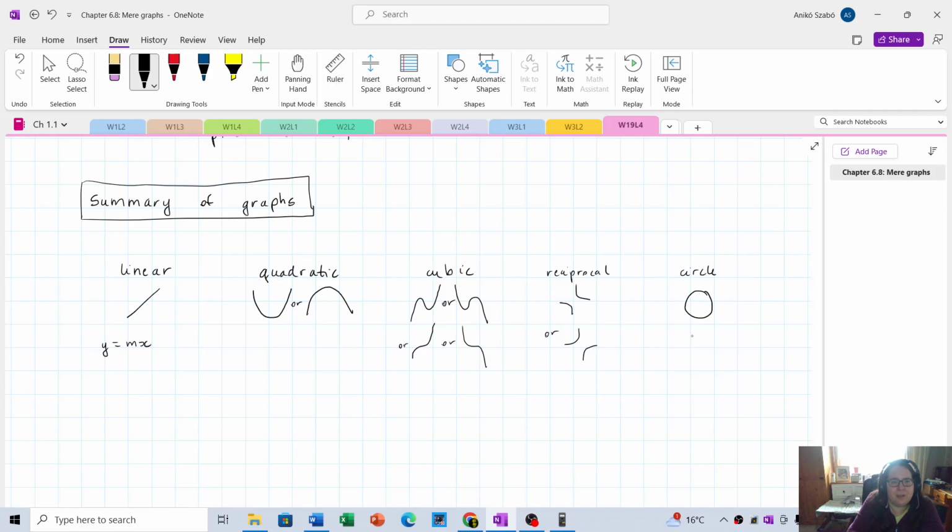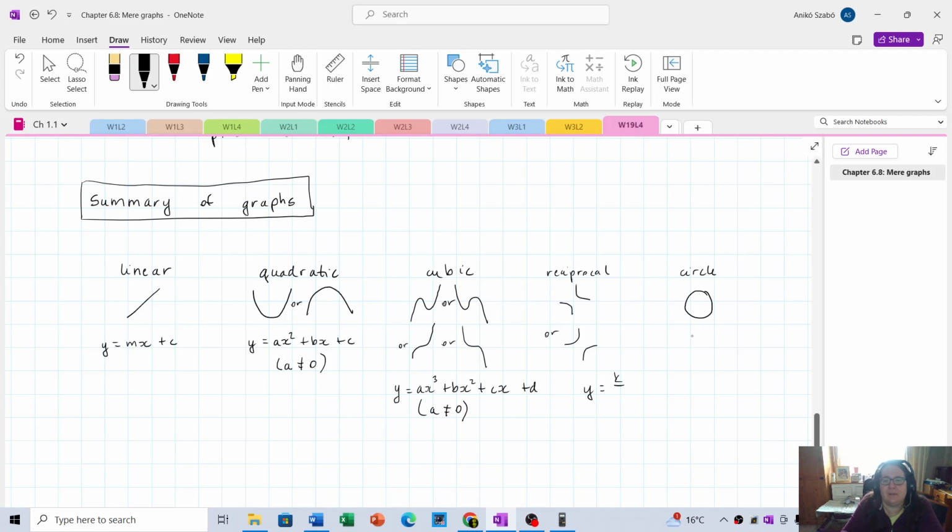So linear graphs were y equals mx plus c. Quadratics were, well, we just call them ax squared plus bx plus c. So we've got an x squared term. We can have an x term and a constant term as well. B or C can be 0. A cannot be 0. That's what makes it quadratic, that there is an x squared term. Cubic is the same with x cubed. It can have an x squared term, it can have an x term, it can have a constant term, but it's not necessary as long as there's a cubic.